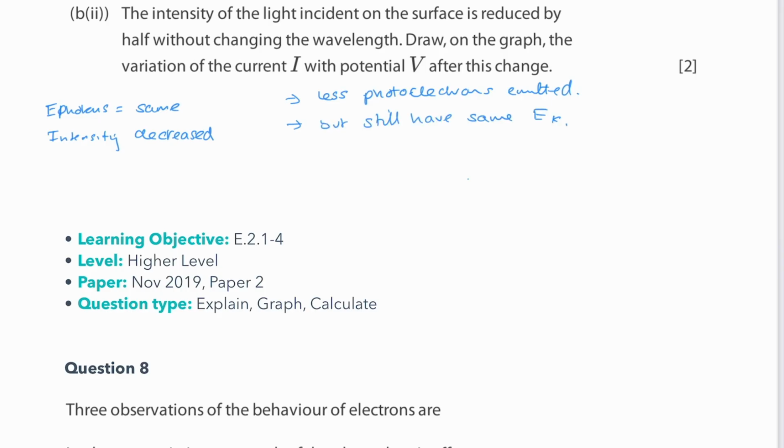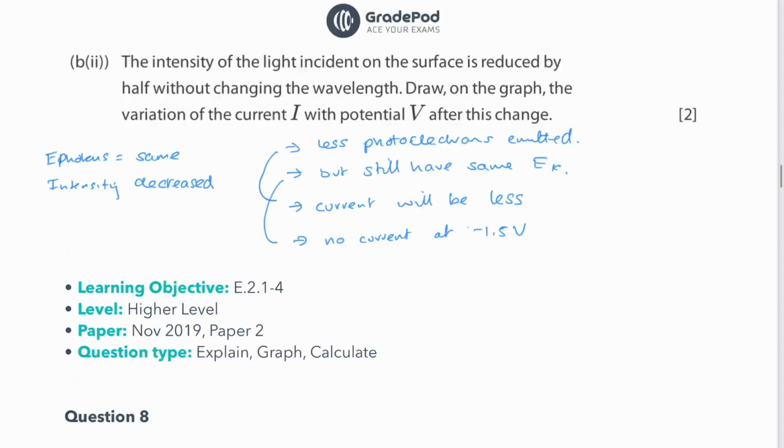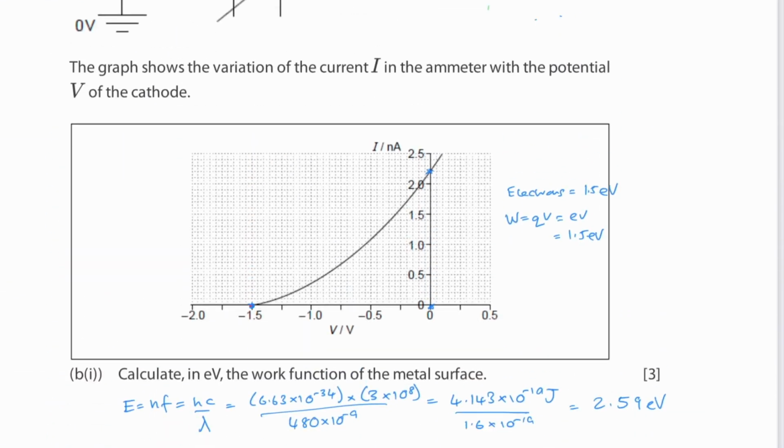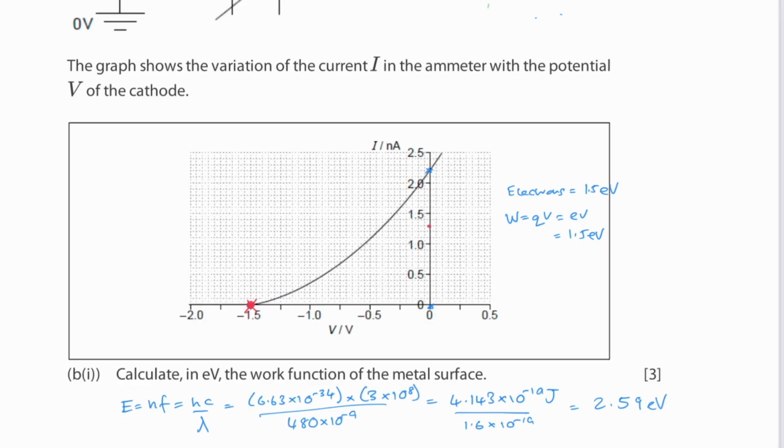If there's fewer photoelectrons emitted, that means the current will be less. But if they still have the same kinetic energy, it still means that there'll be no current at minus 1.5 volts. So we have to represent that on the graph. Let's go back to the graph. We still want to make sure there's zero current here at 1.5, but given that there's fewer photoelectrons emitted, that means there's less current when there's no voltage across it. We want to represent that on this point here. So it has the same curve, but just going up to a slightly different value.